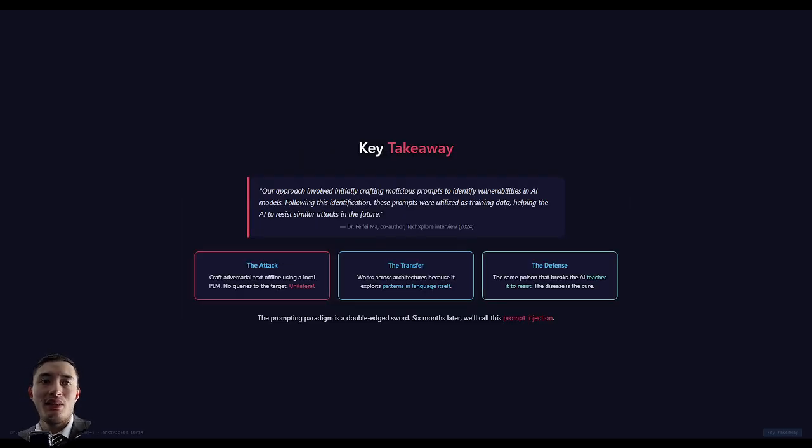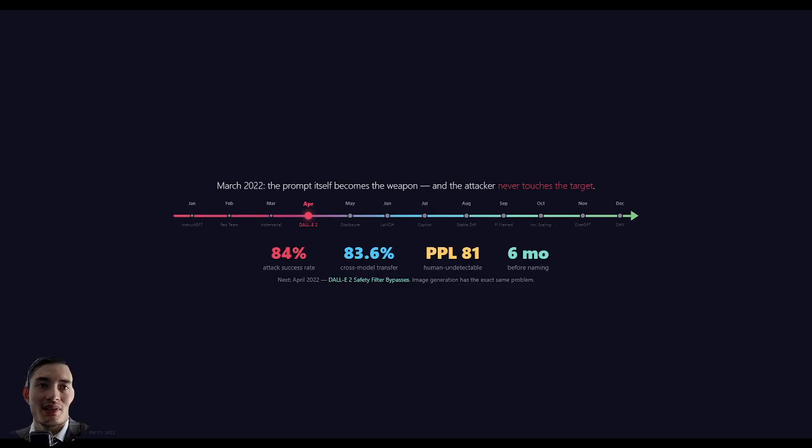So we have 3 key takeaways. The attack was universal, it could be crafted locally, and it could work everywhere. The transfer would work because it would exploit patterns in the language itself, and then the defense would come from the same mechanism as the attack. So the disease was the cure. The prompting paradigm was a double-edged sword. It would let you generate devastating and transferable attacks on a local machine without ever touching the victim. But understanding this mechanism would also give us an efficient way to patch the flaw.